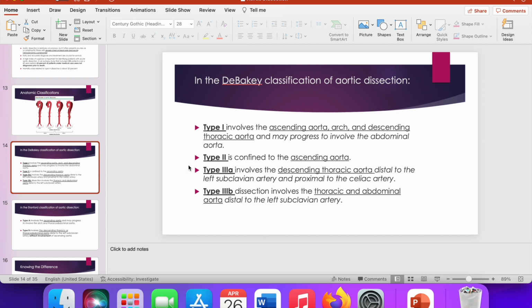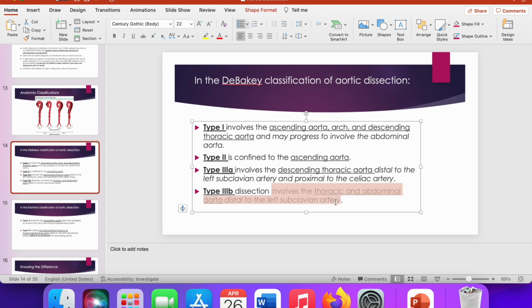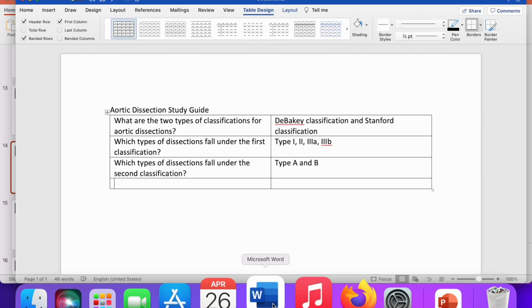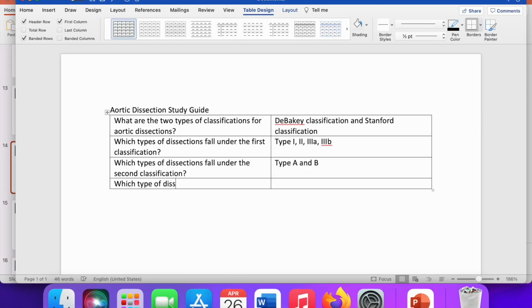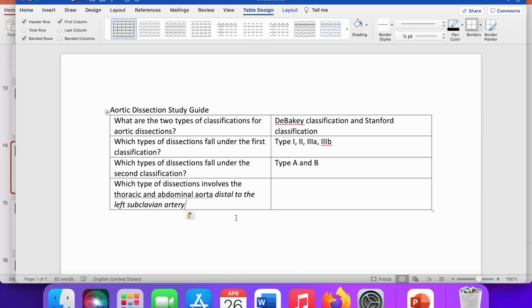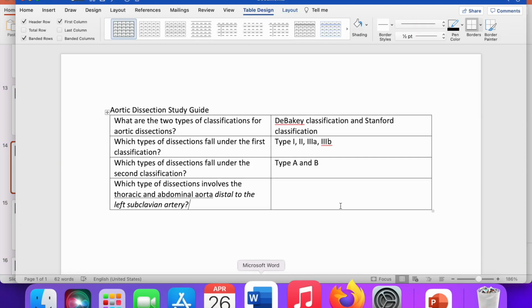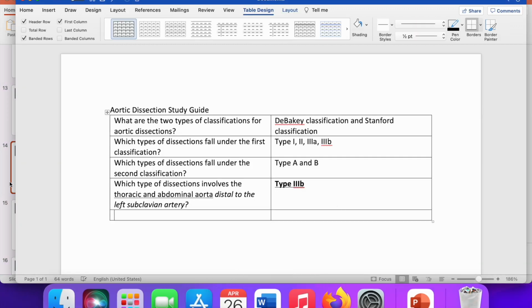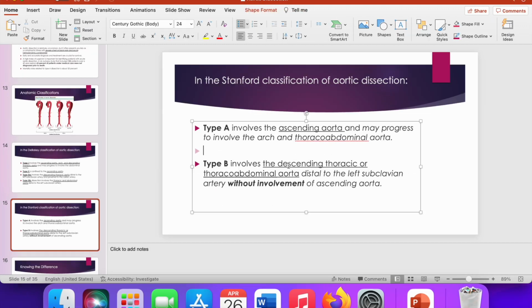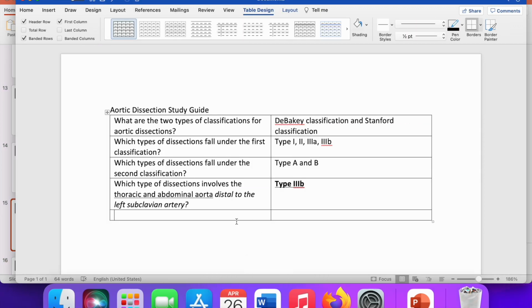Now I'm going to go through and start making questions for the specific types of aortic dissections. So this looks like type 3B. So the question is going to be, which type of dissection involves... and I'm literally just copying and pasting the information directly from the PowerPoint. Whether you know it or not, in creating these questions you're actually studying, because you will start to retain some of this information just by making these questions.